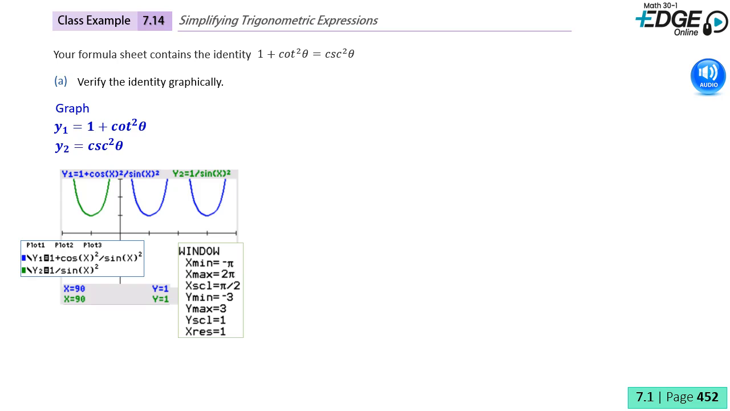For the window settings, I used negative pi to 2 pi. This allowed me to see more than a full period of the graph. For the min and max for y, I again, as in the previous example, used negative 3 to 3.